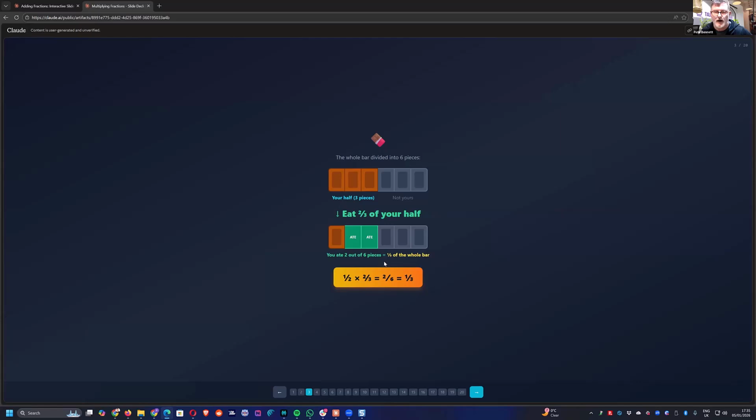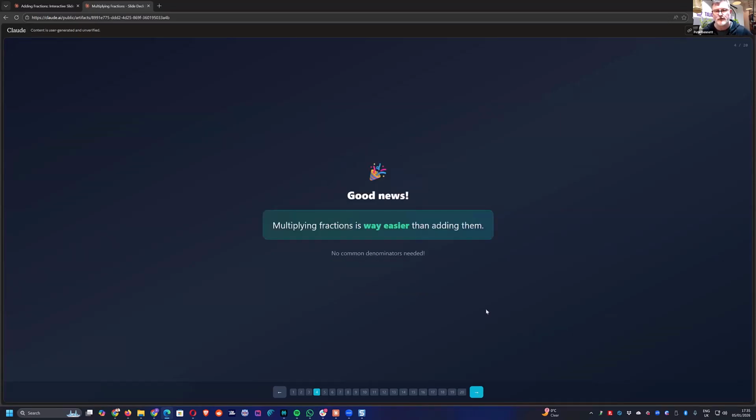Still, chocolate's nice, isn't it? Unlike fractions. However, I got some good news. Multiplying fractions is way easier than adding them. You don't even need a common denominator. Let's dig in just a little bit deeper to make it clear.